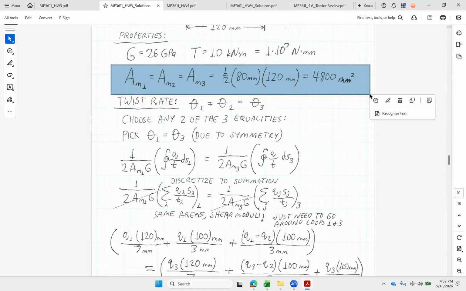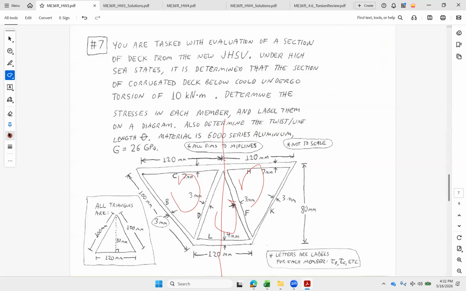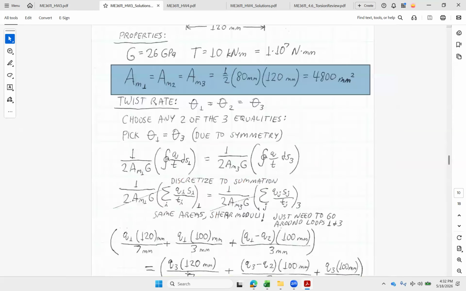So for my loop number 1, I just need to travel around it. I'm going to start on the top and go counterclockwise. I need Q times S over T, and the Q has to include any and all that are traveling through. So I've got Q times 120 over 7 going across our top here. Let me use blue here. I'm going to go this way. It just has Q1 and then 120 over 7. I come down here and I've got 100 over 3 and only Q1 traveling in there. So that takes care of this one here and this one here.